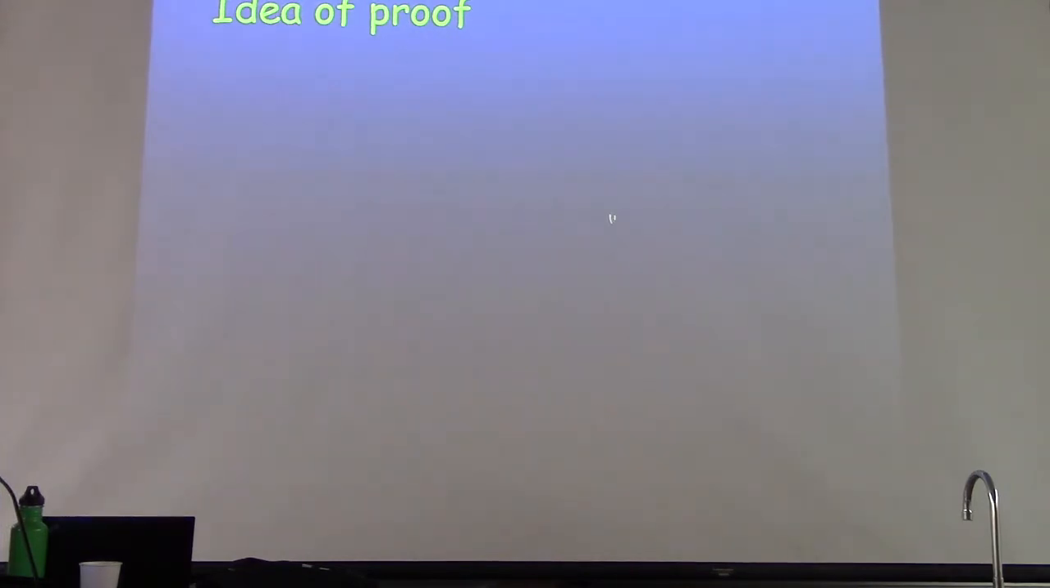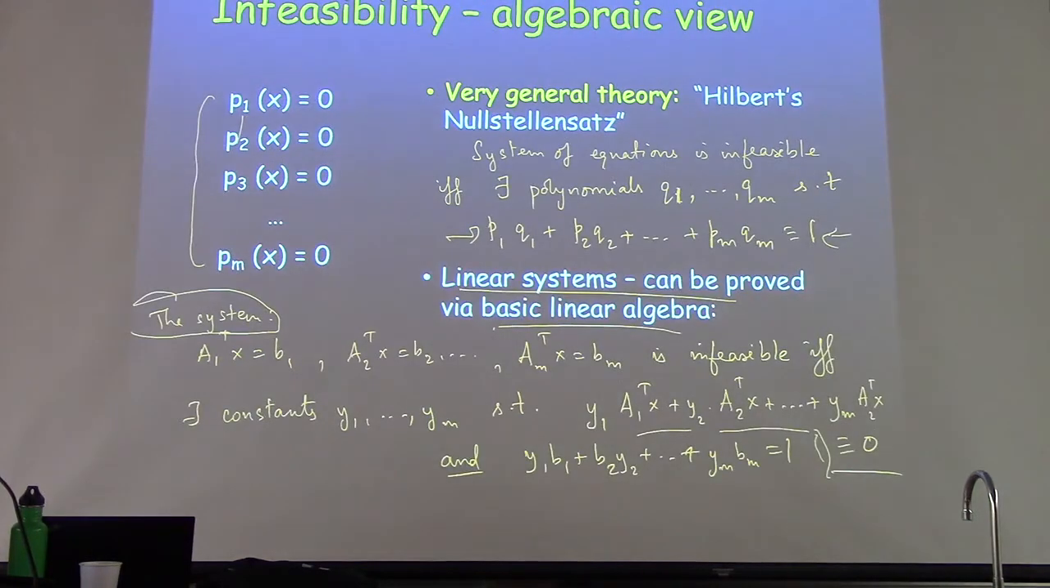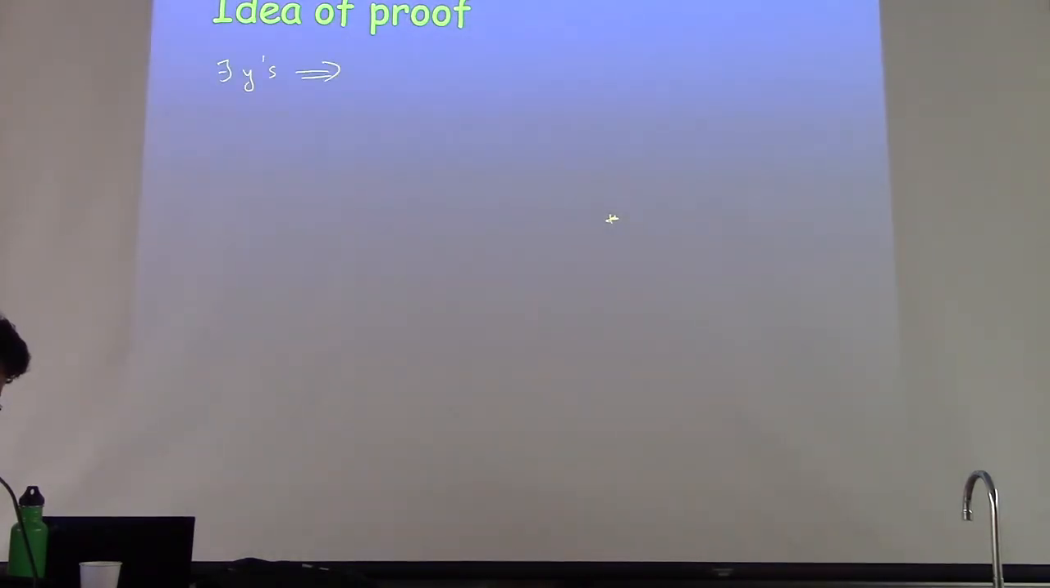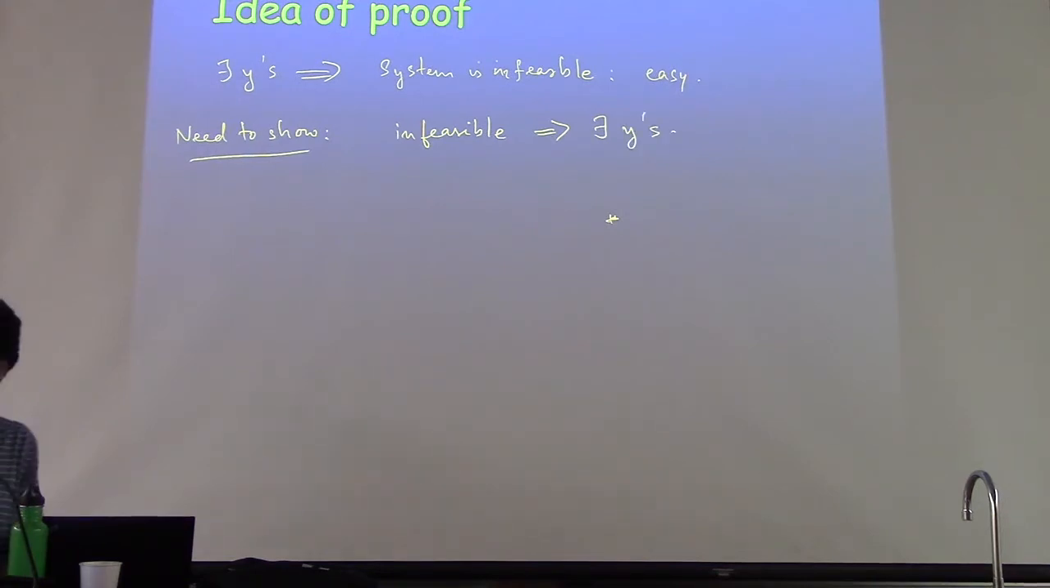So let me try to give a sense of the proof. How would you go about proving such a thing? We want to show that this system of equations is infeasible if and only if there exist y's like this. We said one side is easy: that there exist y's implies the system is infeasible. So this part is easy. We need to show that infeasible implies there exist y's. If and only if means you have to show both directions. This side is easy, and this is the part that we need to show.